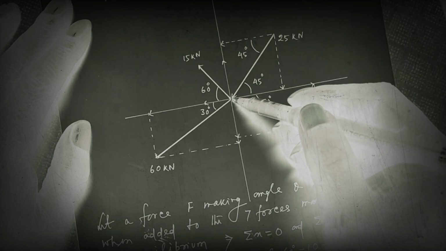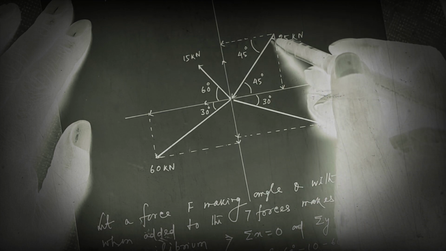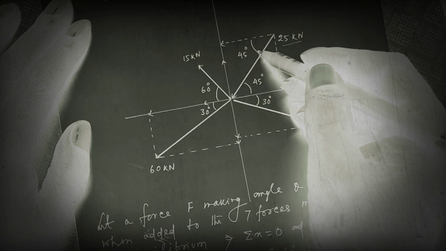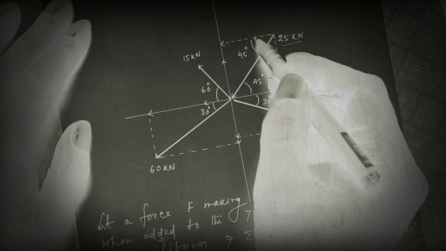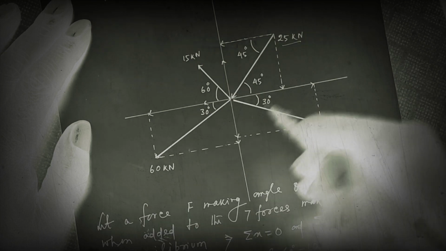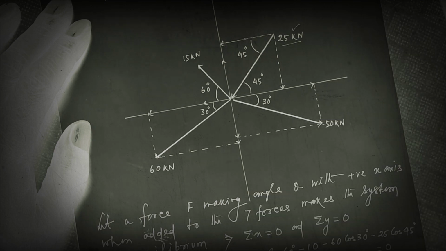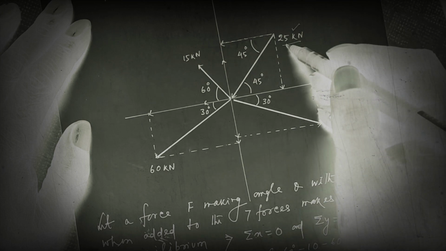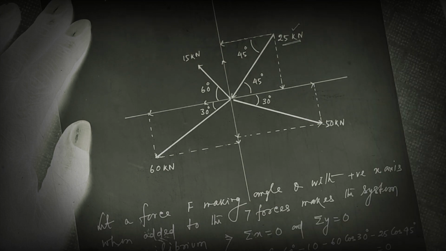And this is given as 25 kilonewton. Remember, this is pointing this way. This angle is given as 45. So from here to here will be 25 cos 45, the component of this force along negative x-axis. From here to here will be the component of this 25 kilonewton along negative y-axis.